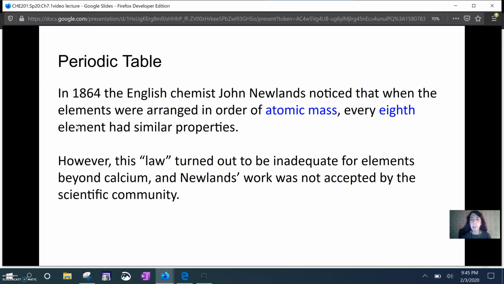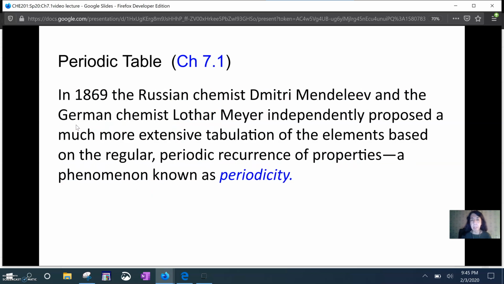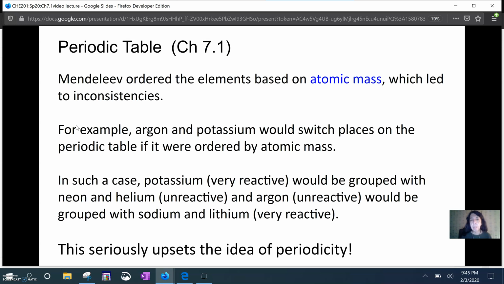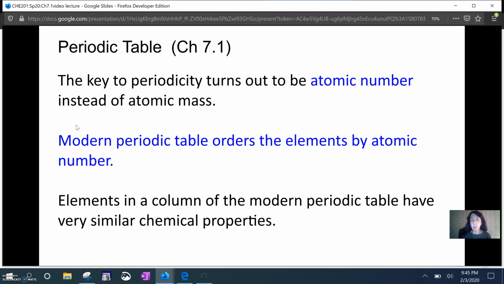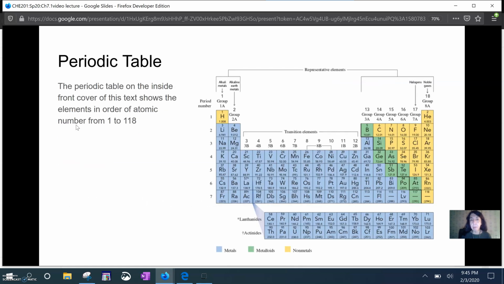We talked a little bit about the periodic table and how originally it was arranged according to mass, but as it turned out this was inadequate for higher order elements and it was not really accepted. Then Dmitri Mendeleev and Lothar Meyer looked at other ways of proving this recurrent periodicity. Ordering the table of elements based on atomic mass had inconsistencies, so they went on to try to order it using atomic number. So the modern periodic table orders elements by atomic number, and we've talked about this in the early parts of Chapter 2. But now we're going to understand why this turns out to be.